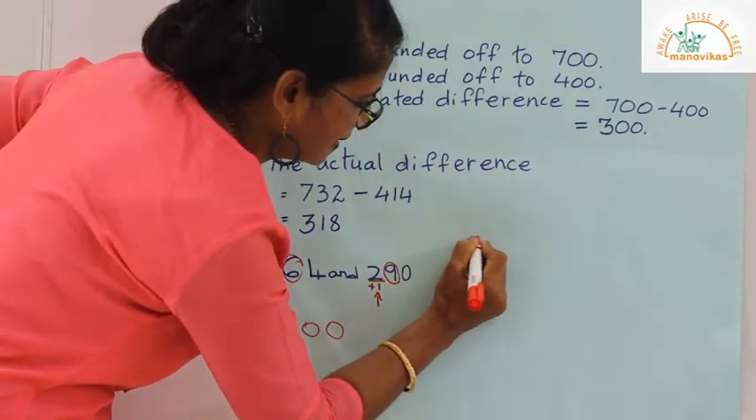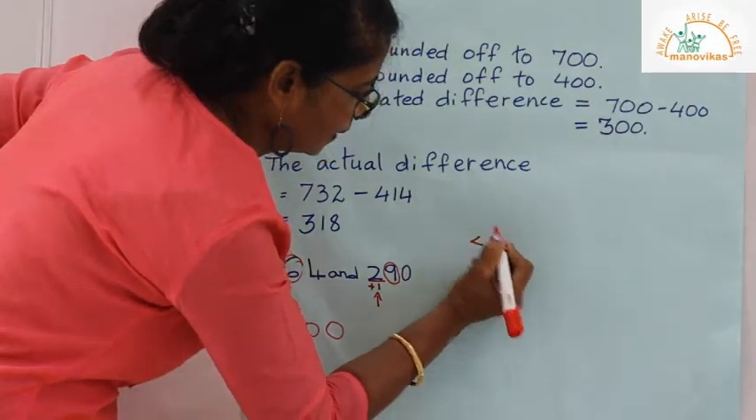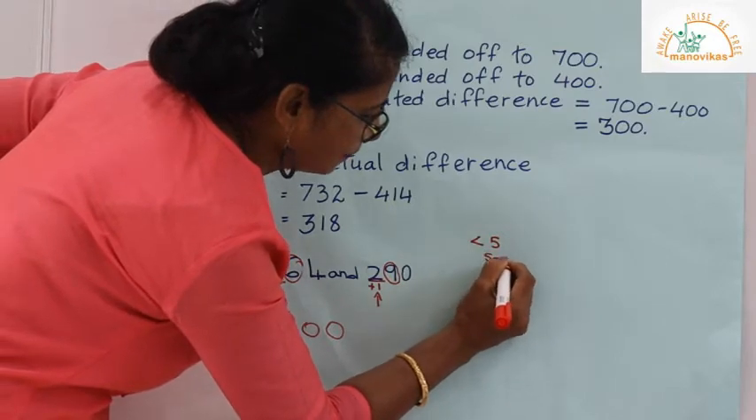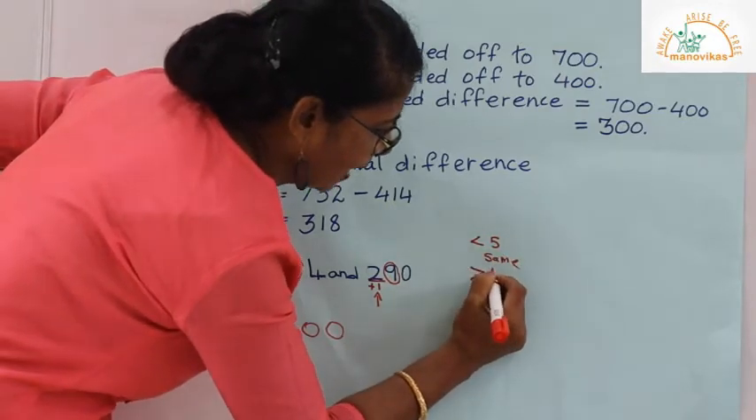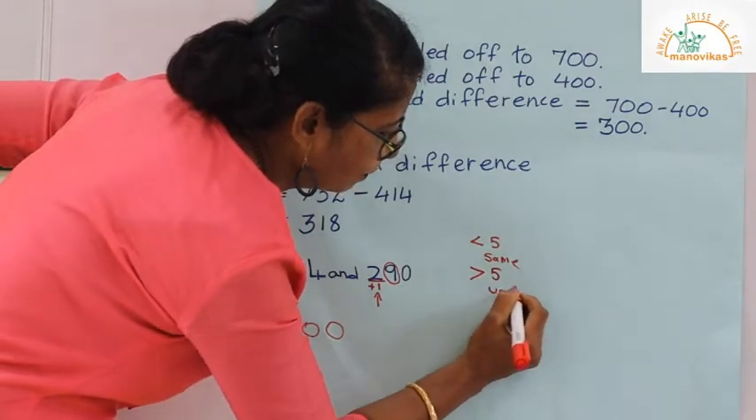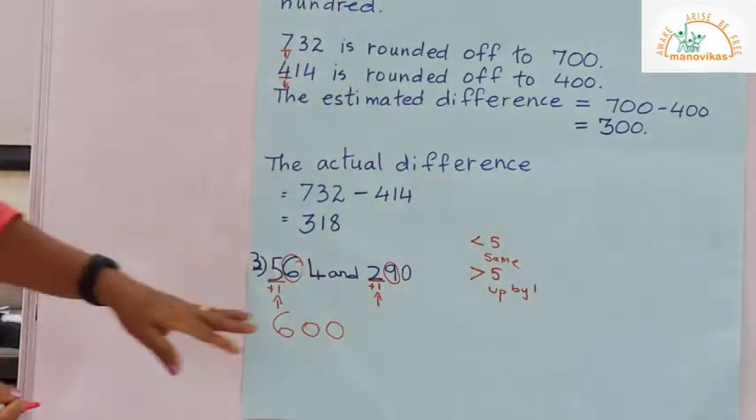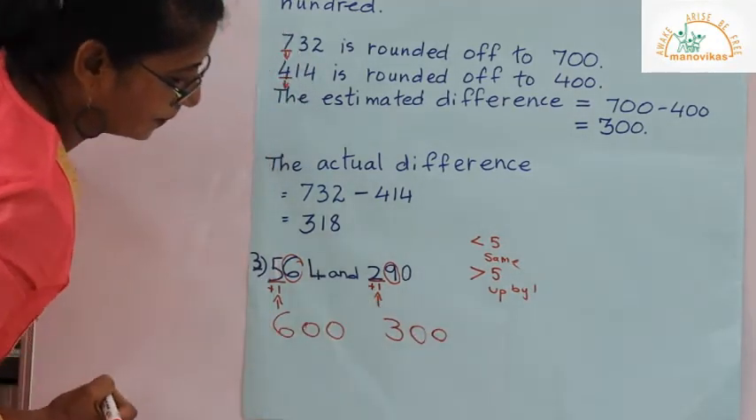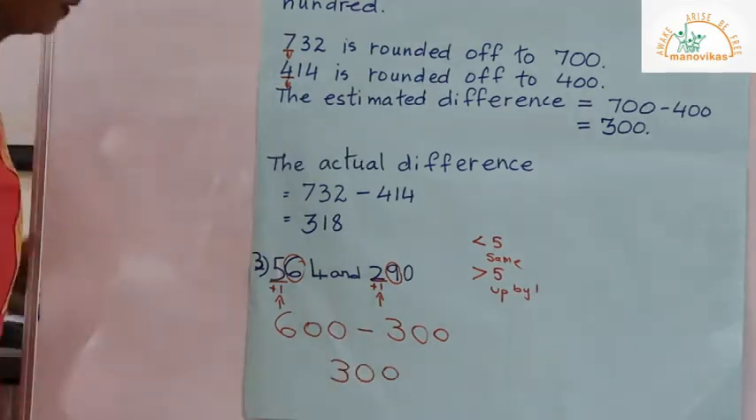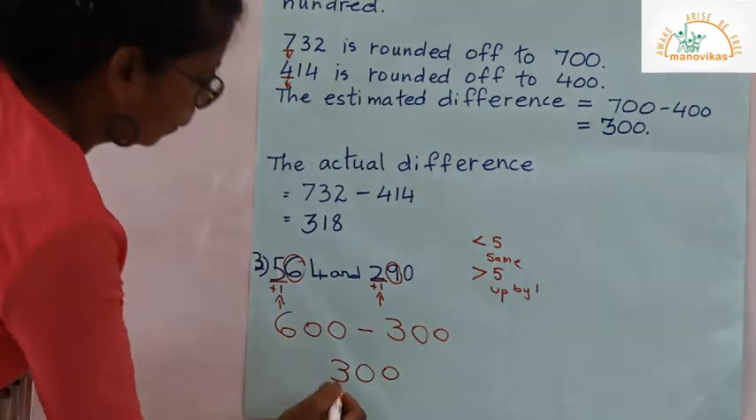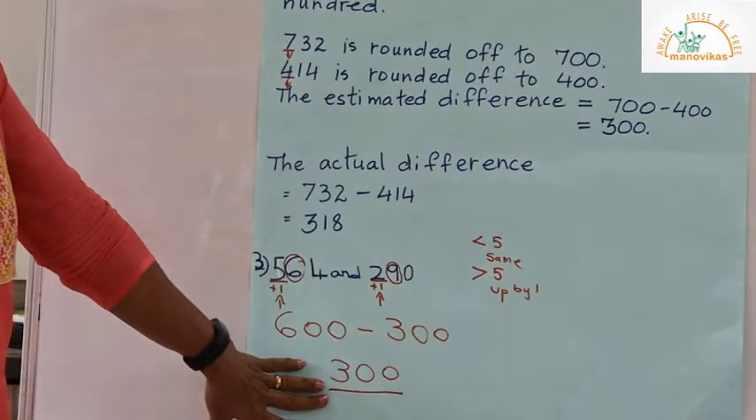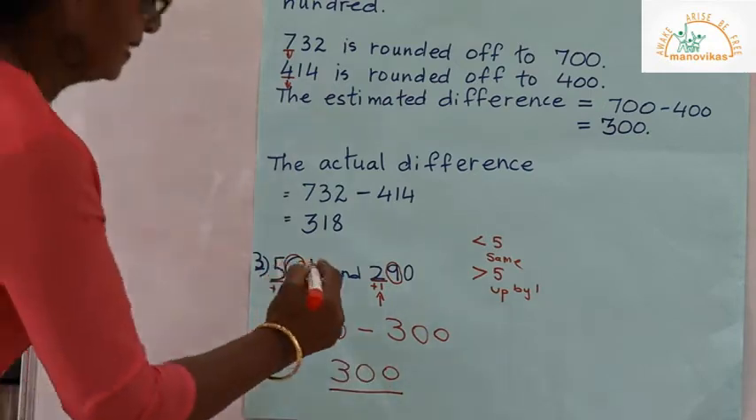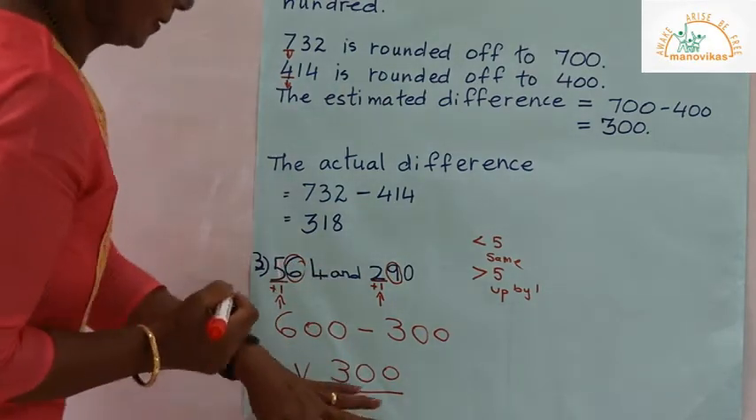We have learned our 2 rules. Whenever the number is less than 5, the number remains the same. When it is greater than 5, we go up by 1. So here you will round up to 300. And when we minus 300 from 600, we get the value as 300. The estimated value is 300.